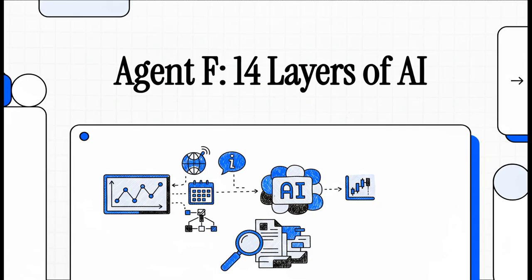All right, welcome back. Today, we're jumping into something really cool in the world of AI trading. It's called Agent F. And it's all built on this one simple, but honestly, pretty powerful idea. For an AI to actually be useful to a trader, it has to see way more than just a price chart. So let's get into what that really means.